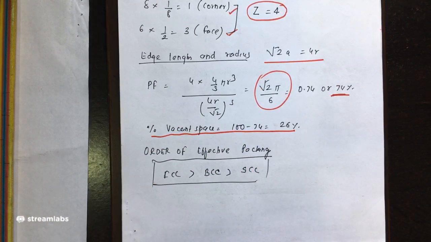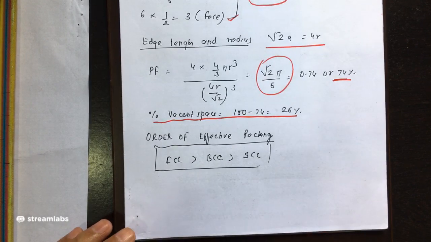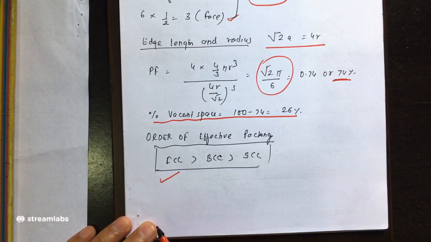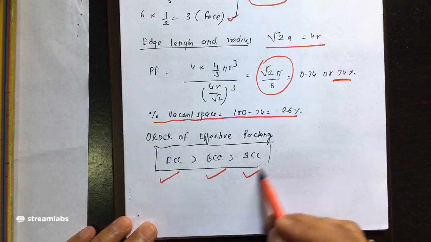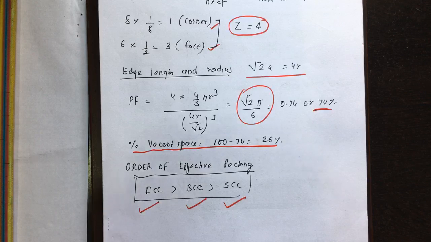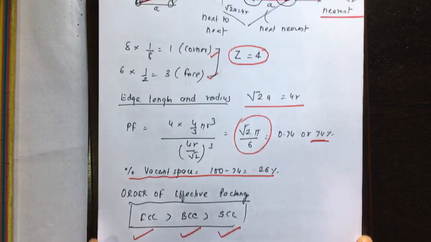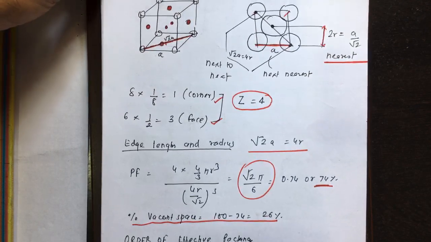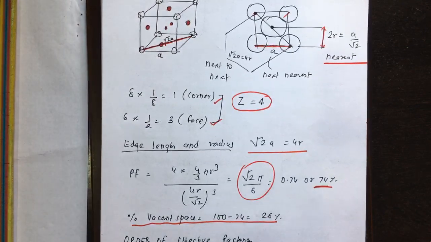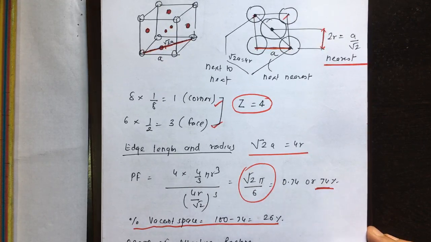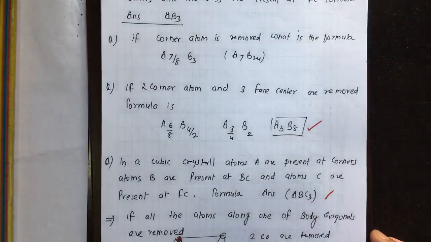Now if I come on to the efficiency of packing, I need to say that the most efficient packing is FCC, then comes BCC, then comes SC. So this is the order of the packing, dear students, please remember. So this is what we have discussed about the primitive and the non-primitive type of combinations, that is SC, BC and FC. Let's come on to the next point of discussion.